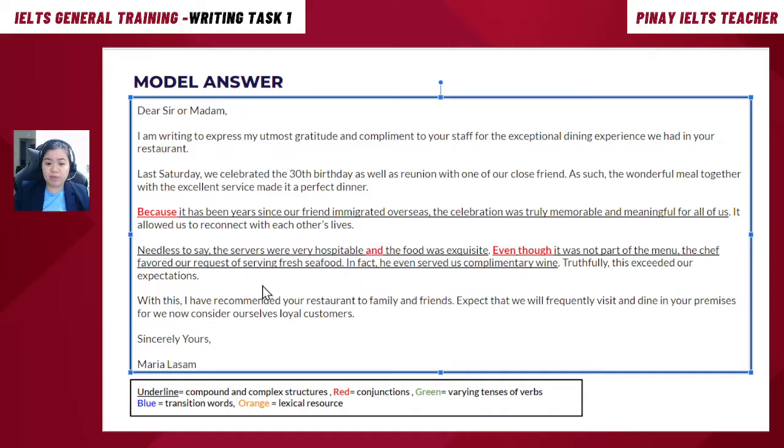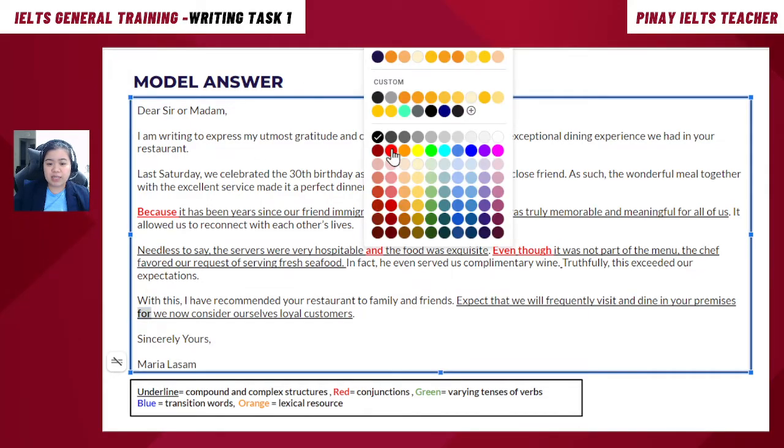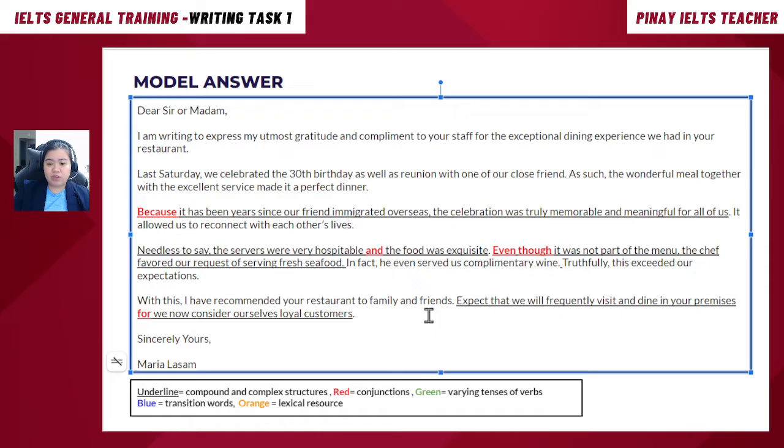Even though it was not part of the menu, the chef favored our request of food. In fact, he even, okay, this is not. This is just a simple sentence. In fact, he even served us complimentary wine is just a simple sentence. Okay. With this, I have recommended my family and friends. Okay, expect that we will visit your premises. For we now consider ourselves loyal customers. So that is a compound sentence because for functions as a coordinating conjunction.